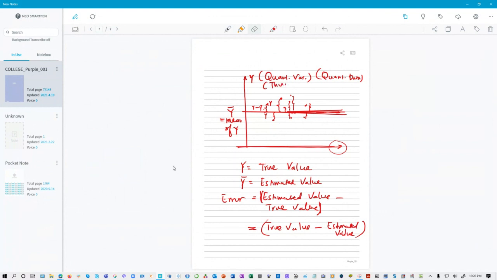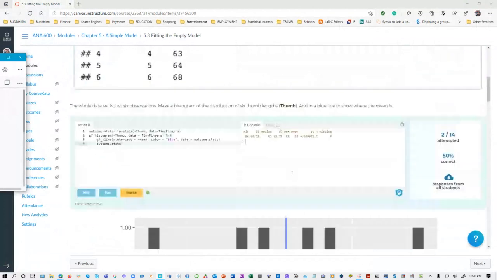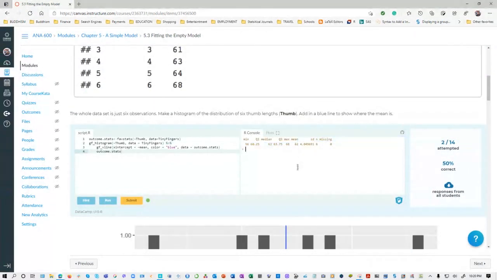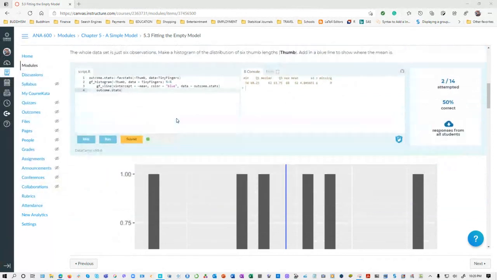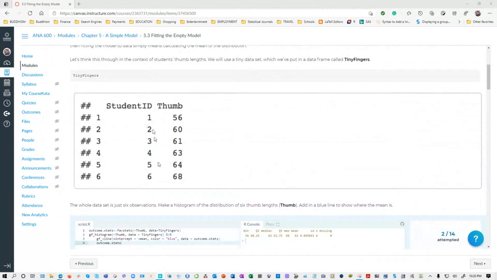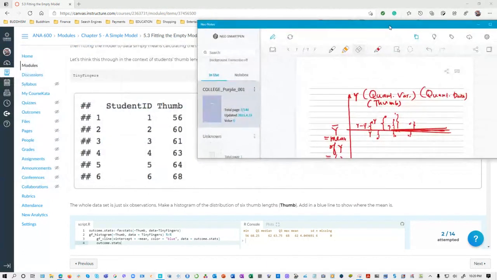Y would be the thumb. It's called thumb length. It's the average. Average is how much? 62, no? 62 average. And all the other points, the other data points, these 6: 56, 60, 61, 63, 64, 68. For the tiny fingers data, you have a small data set. You have a 56, so then you can say 56 is below 62. This is 62. Y equals 62.